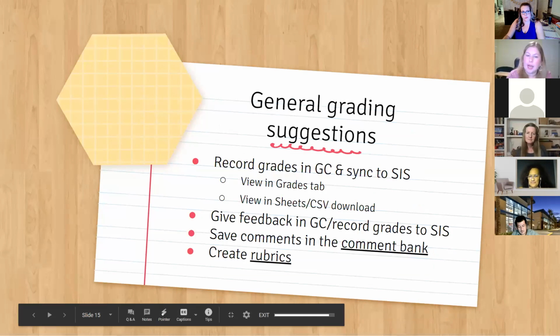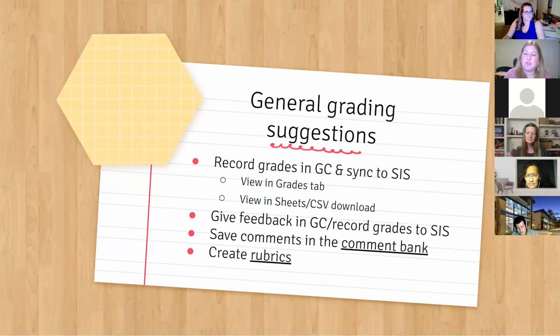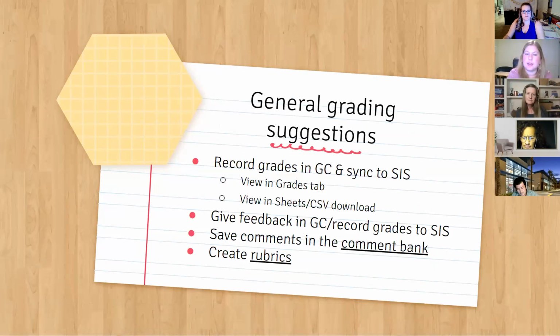Okay, so grading and feedback. Okay, if you have a district that syncs to the SIS, you can do that and it's super easy. If you don't, you have a couple options. You can view the grades in the grades tab. You can also view your grades in Google Sheets and there's a CSV download option. So you can download it as an Excel doc and then upload Excel to your data site, your grade program, if it allows you to upload Excel, and maybe that would save you from typing it all in.